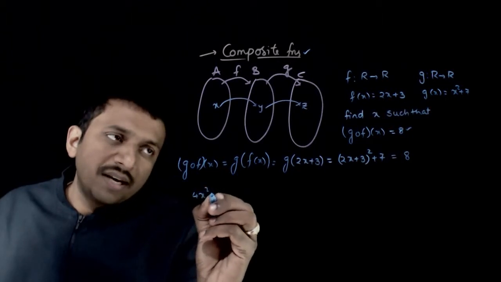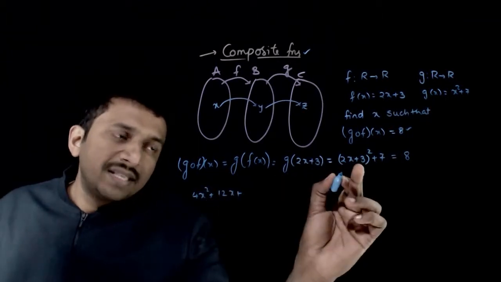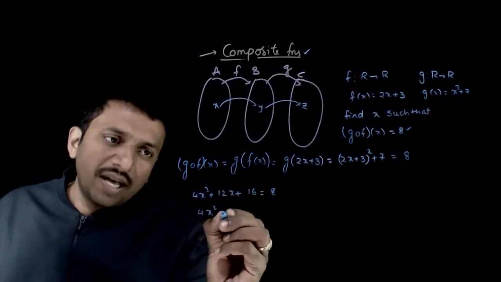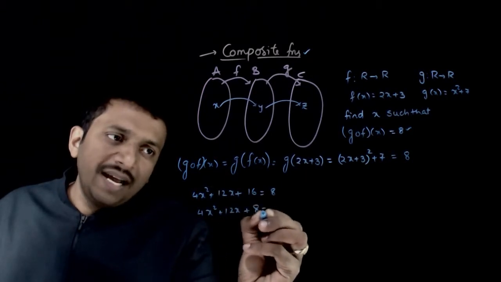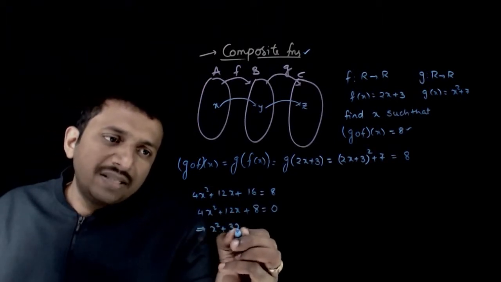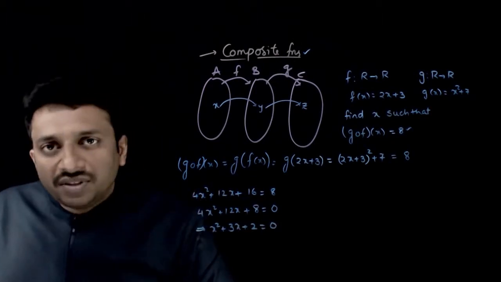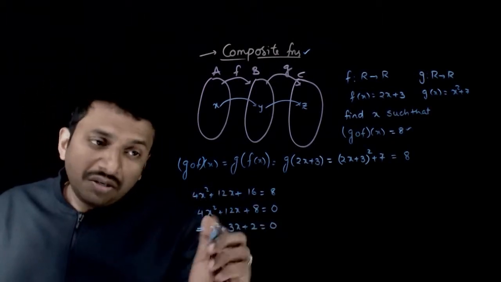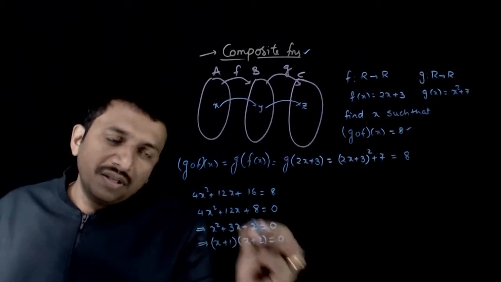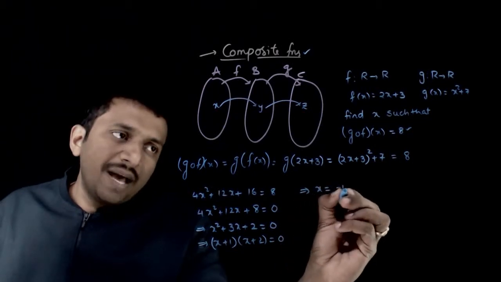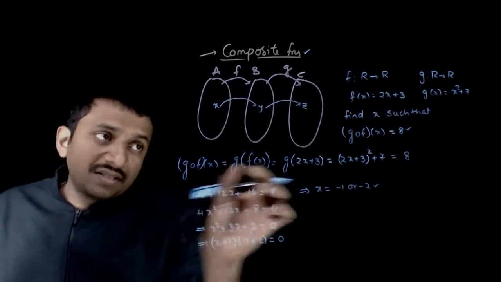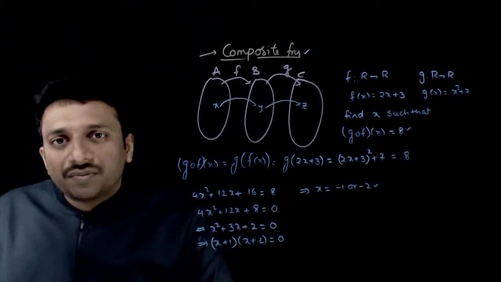So you get 4x square plus 12x plus 9 plus 7, which is 16, is equal to 8. So 4x square plus 12x plus 8 is equal to 0. This implies x square plus 3x plus 2 is equal to 0. So this is a quadratic equation. This can be factorized as x plus 1 into x plus 2 is equal to 0. This implies x is equal to minus 1 or minus 2. So GOF of x is equal to 8 implies x is equal to minus 1 or minus 2 is the answer.